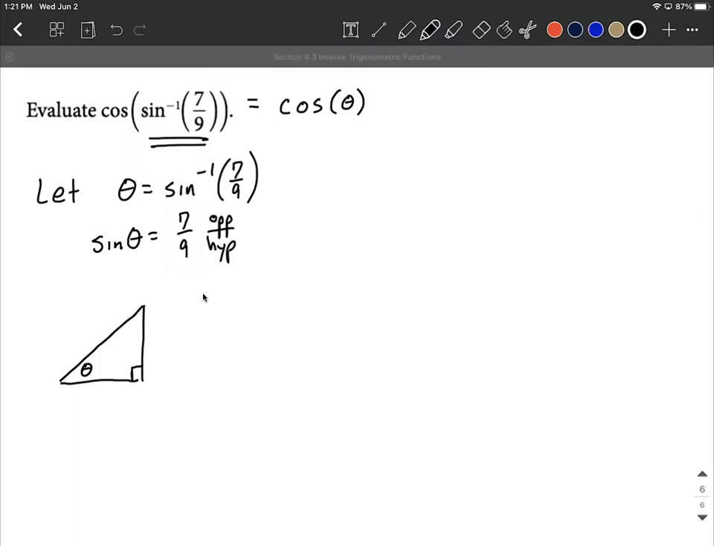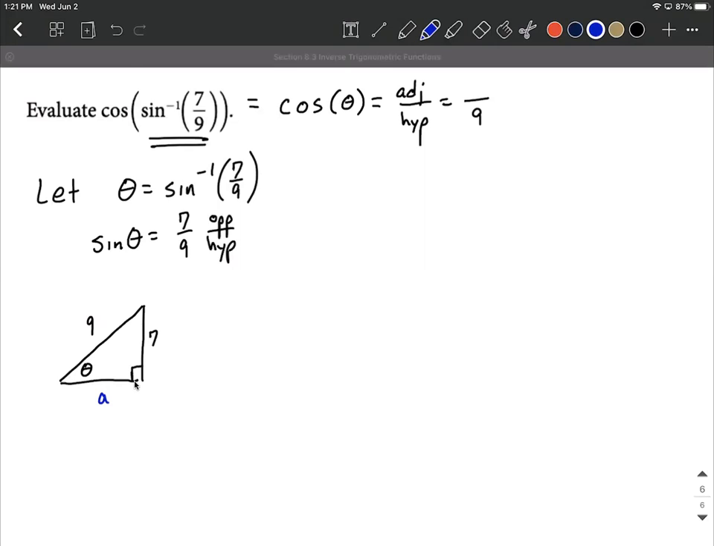So we can start labeling the sides of our triangle. The opposite side from where I wrote theta, over here on the right-hand side, is going to be 7. The hypotenuse across from the right angle has to be 9. And then from here, our end goal is to find cosine of theta. I know cosine of theta, again from SohCahToa, is defined to be the adjacent over the hypotenuse. I know the hypotenuse is 9, so we can fill that in. But we need to do a little bit of work and find our adjacent side. I'm going to call my adjacent side A down here in our triangle.